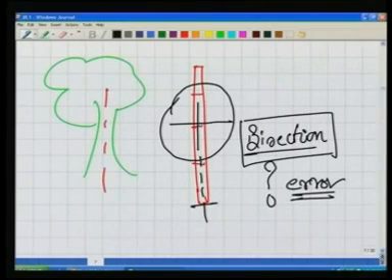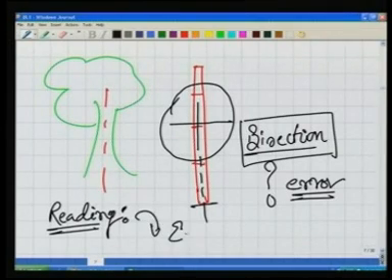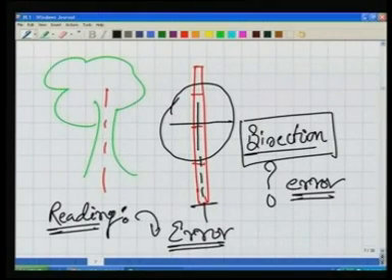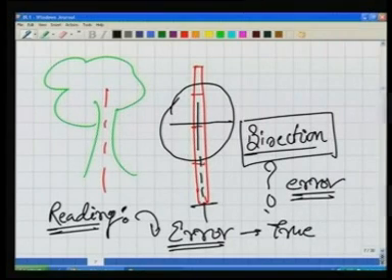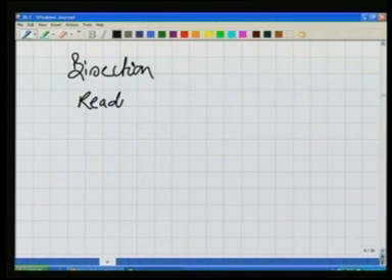Second thing, once we have aligned it, what are we doing? We are taking the reading, we are taking the observation. While we take the reading through our graduated circle, we look through the verniers and try to see the reading. Again, this is also one more source of error. Whatever we read, we cannot read the true value. So there are error sources because of bisection and reading. And these two errors can be estimated.